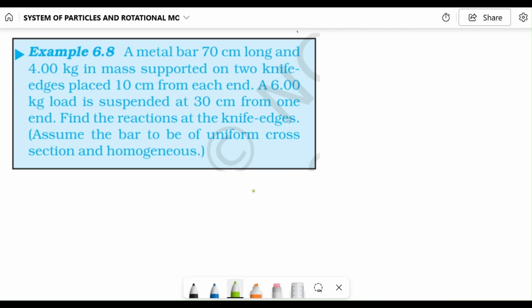Okay, let's continue our discussion. Today we are going to discuss example 6.8, and what is happening here.